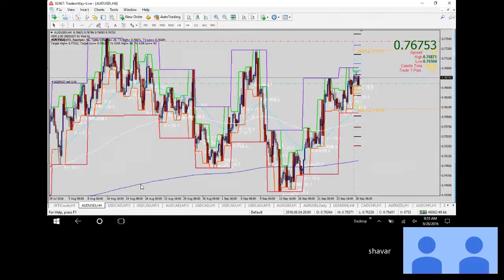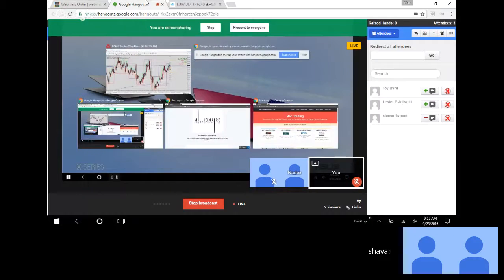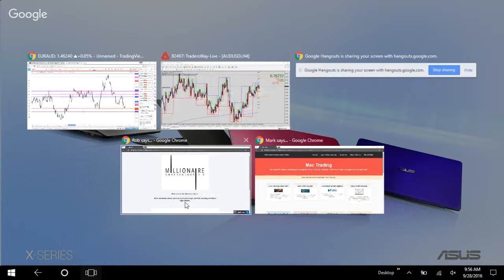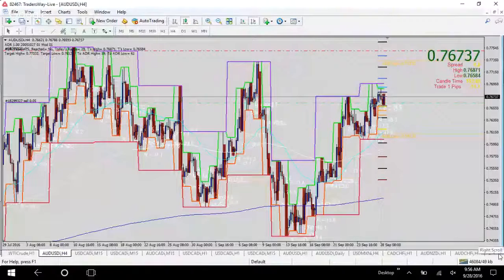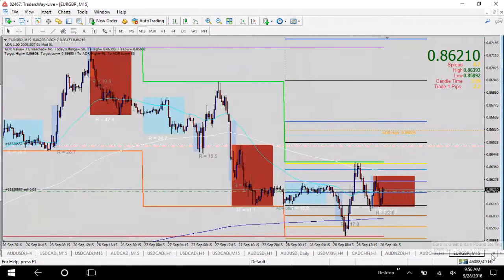All right. One of the main pairs I was focused on yesterday was Euro JPY. I wanted to get an entry on that, so let's check that out. Let me find Euro JPY real quick. There it goes.